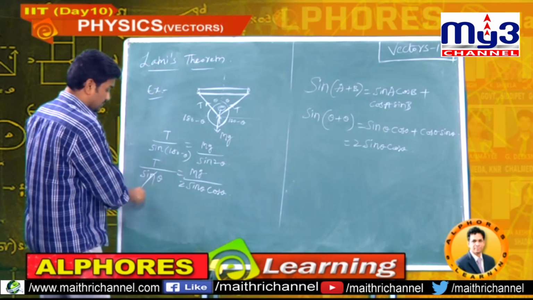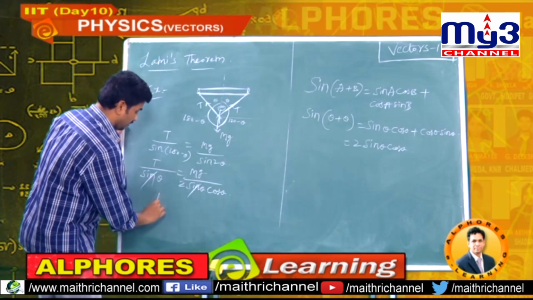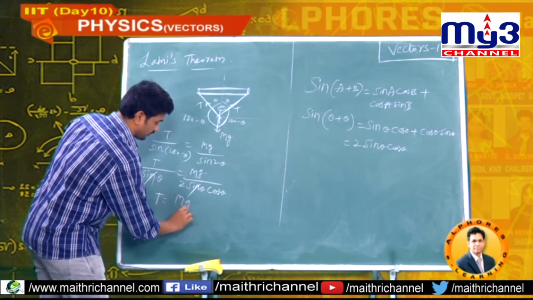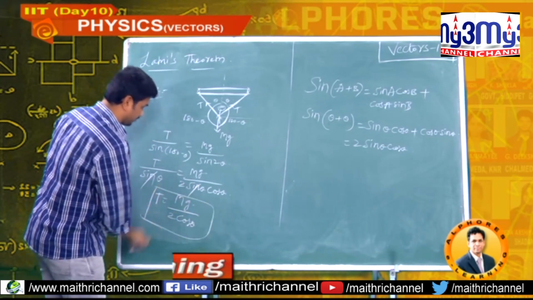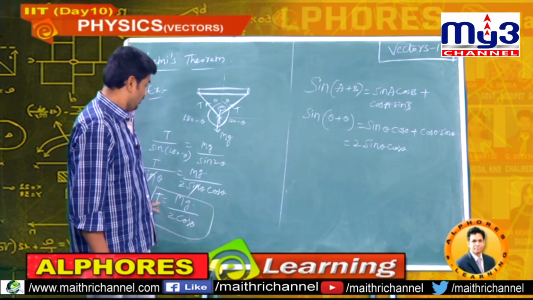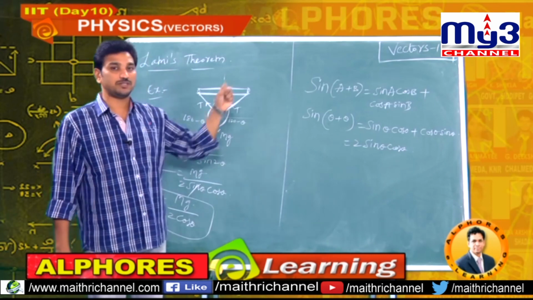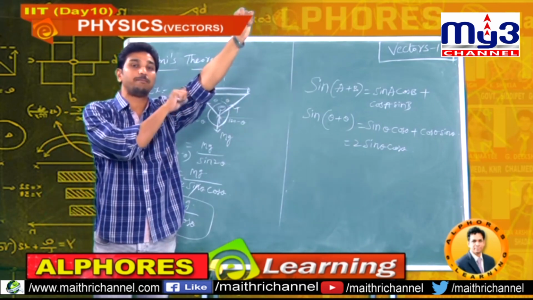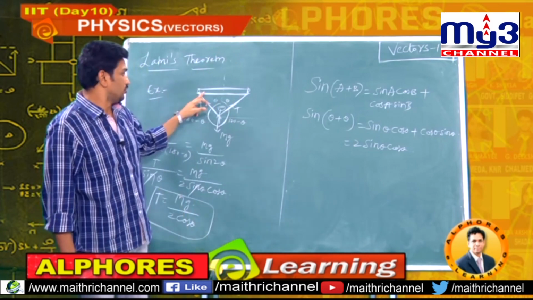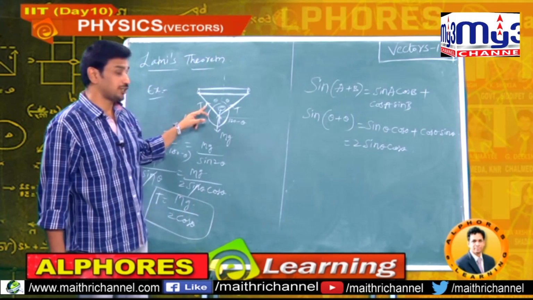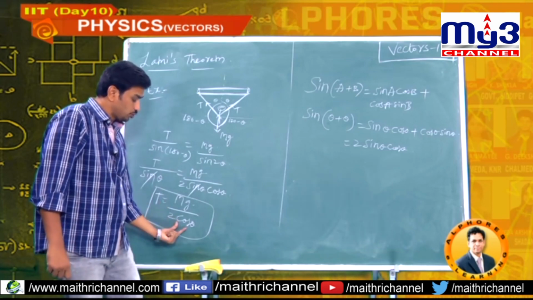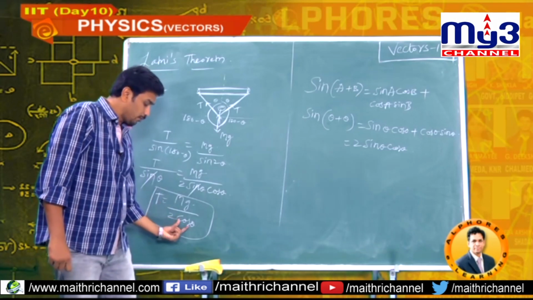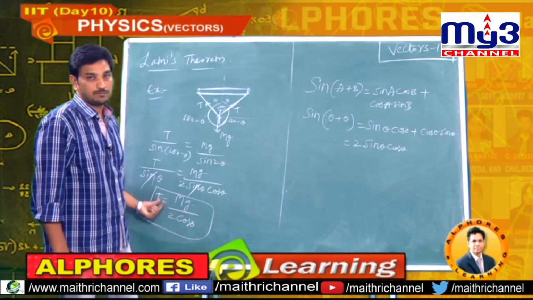Now sine theta cancelled out, so T is equal to mg by 2 cos theta. Now what maximum tension will this hand of the boy bear? What maximum tension can he bear? If we want maximum tension, the denominator should be minimum. When the denominator is minimum, tension will be maximum.